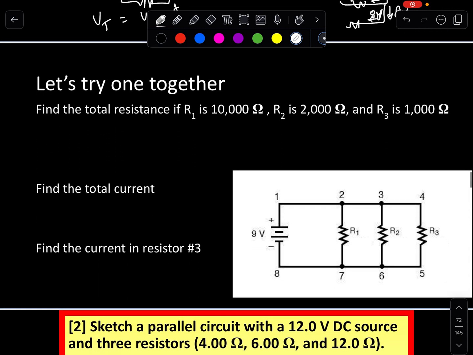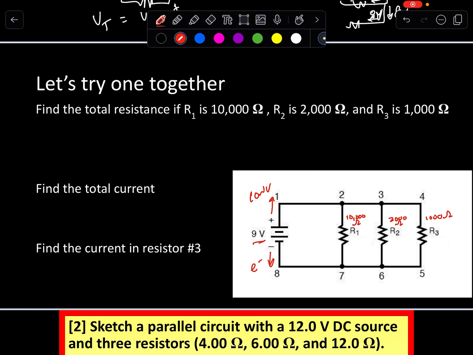All right, let's try one. Okay, so for us here now, what we see is we've got an R1 with 10,000 ohms. Sorry, numbers are kind of crazy. R2 is 2,000 ohms, and R3 is 1,000 ohms. We can see we've got a 9-volt DC source. You can see the positive is up this way. So if we were talking conventional current, it would be going that way. If we were talking electron current, it'd be going that way. All right, all that stuff is all good.